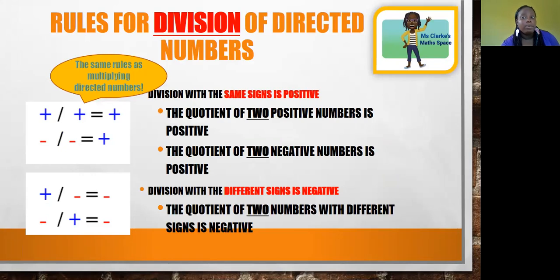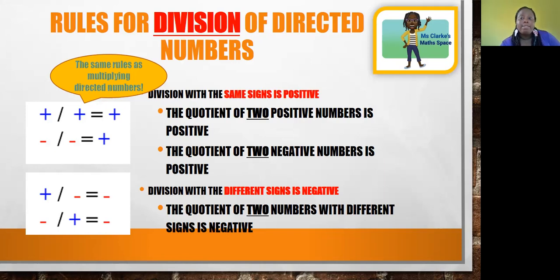And the same rules would apply for division. A positive number divided by a positive number is positive. A negative number divided by a negative number is also positive. So the rule says division with the same sign is positive. The quotient, which would be like a fraction, a top and a bottom: the quotient of two positive numbers is positive. The quotient of two negative numbers is positive.